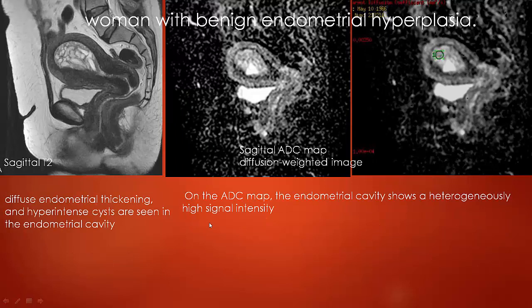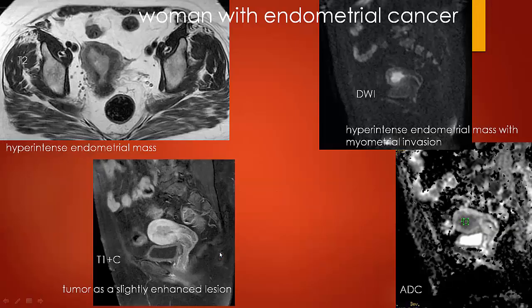Woman with benign endometrial hyperplasia. T2 shows diffuse endometrial thickening, and hyperintense cysts are seen in the endometrial cavity. On the sagittal ADC map, the endometrial cavity shows a heterogeneously high signal intensity lesion. This means it is benign endometrial hyperplasia.